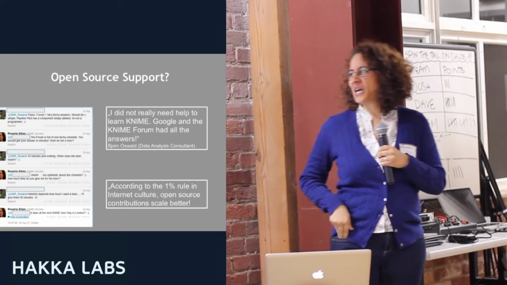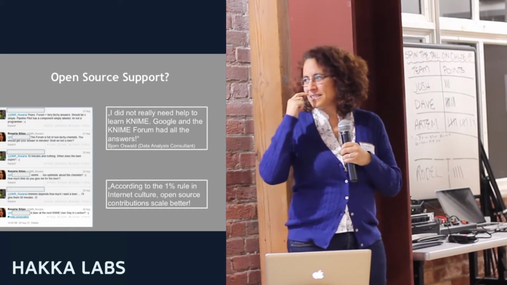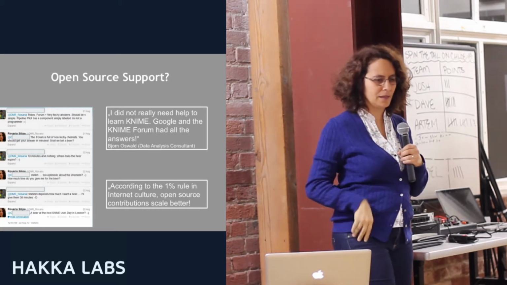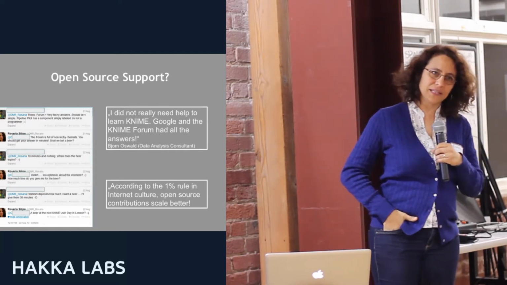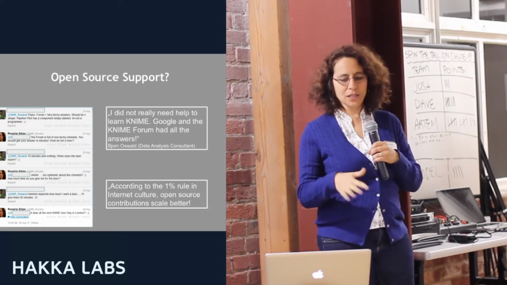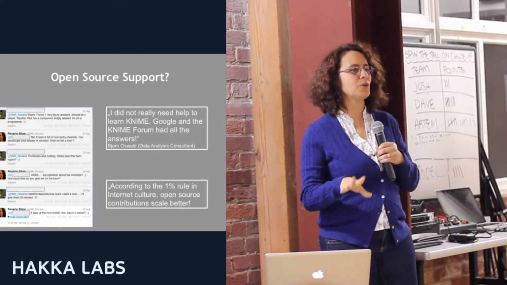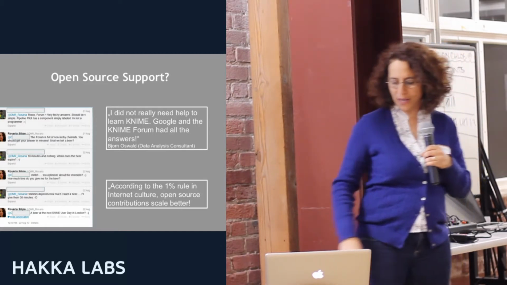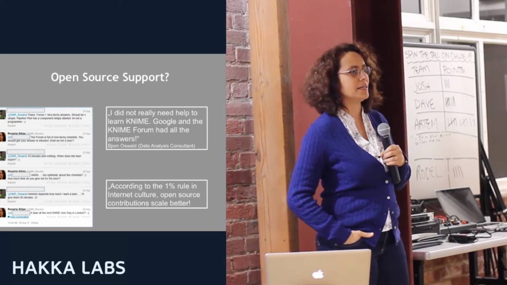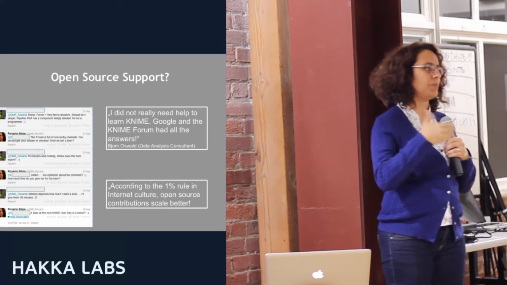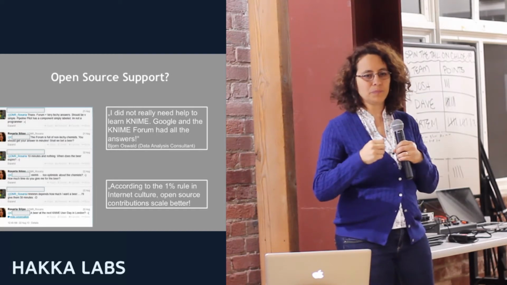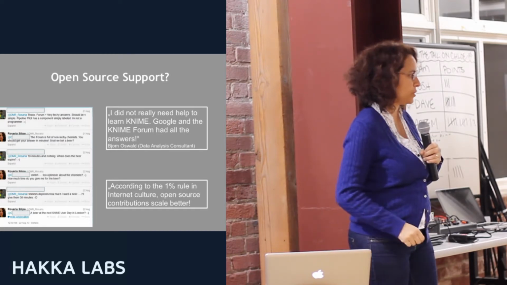Another example is a person who's actually working here, I think in Menlo Park, also as a data analytics consultant. He started learning KNIME, so I asked him if he needs help, and he said, no, it's okay. As long as I have Google and the KNIME forum, I can find all the answers for all the questions I have. And then finally, there is this 1% rule that says that there is 1% of people in the community who are active, and they are going to perform the supporting for you in the community of the open source software.